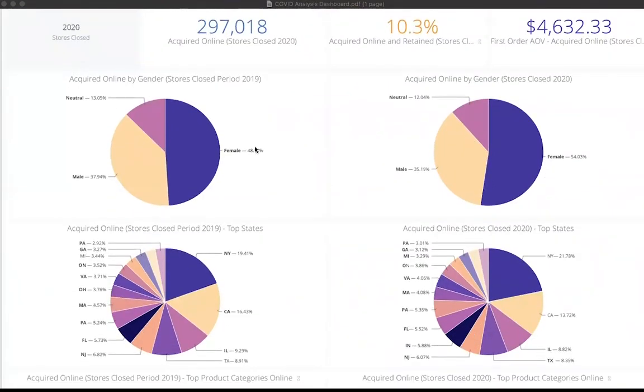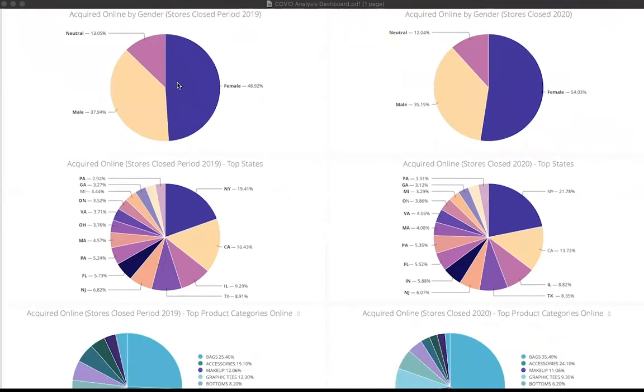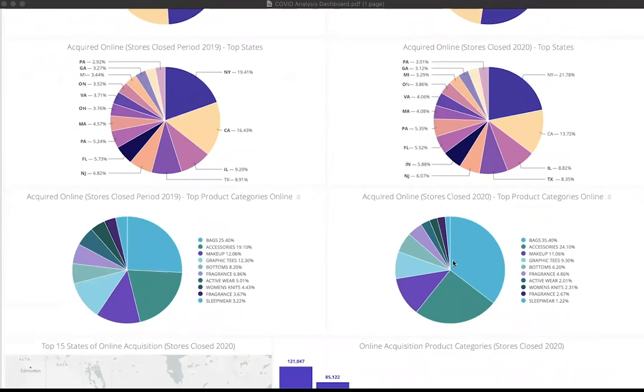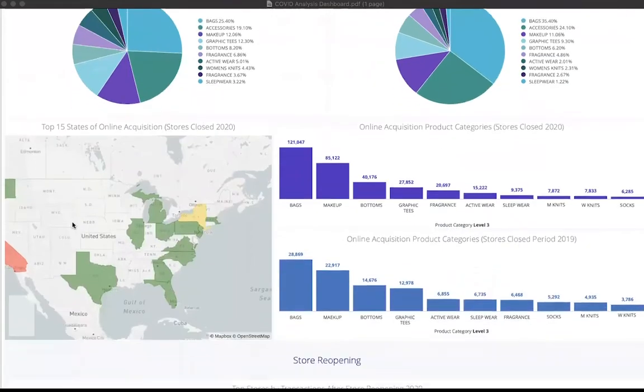The following section is a side-by-side comparison of people who were acquired online this year for the store's closed period and last year, same period, and a comparison of their demographics. So we're looking at the gender breakdown, their states, and their product category preferences for this period. A map here shows the top 15 states of online acquisition this year. And on the right-hand side, we have a comparison of the product categories that they bought in their first purchase when they were acquired this year and also last year.